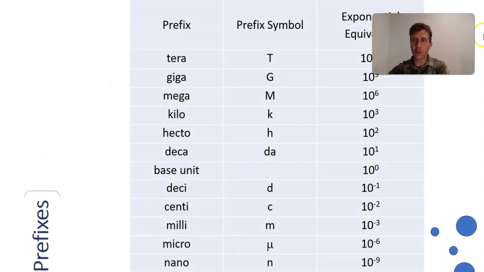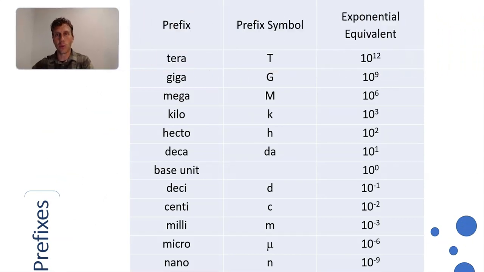So there are also prefixes that we use when we are dealing with this system. So there are things like kilograms, megameters, centiliters and milliliters, and these are all prefixes that we can use to denote bigger or smaller amounts of that unit.